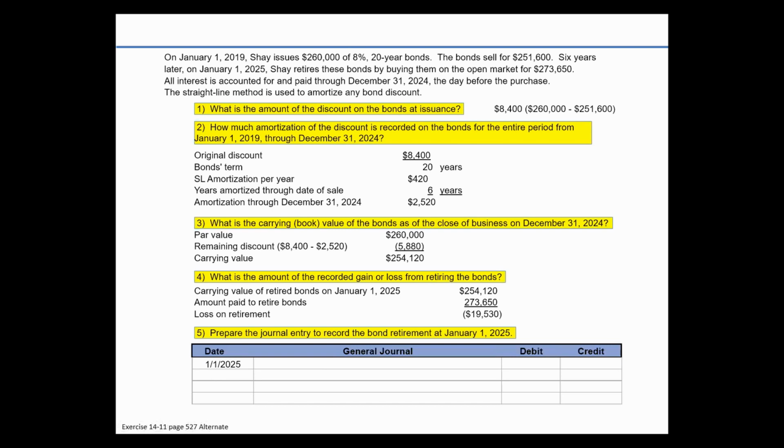And so then to go ahead and record the journal entry for the bond retirement on January the 1st of 2025, you have bonds payable, the amount of $260,000, because that is what is due back to bondholders, the principal on the bonds. You will also debit for the loss on the retirement of the bonds of $19,530, and you would credit the discount on bonds payable for $5,880, because that's the remaining discount, and then you would go ahead and credit cash in the amount of $273,650, because that's the amount of cash that's paid out.